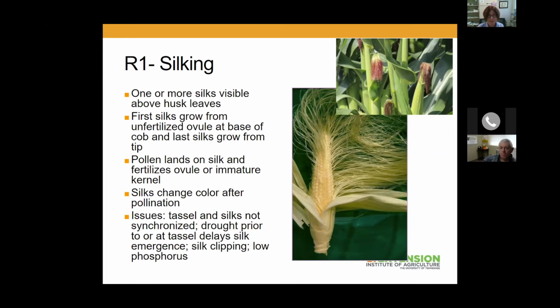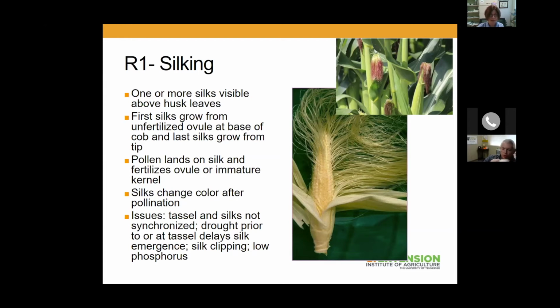So basically there's one silk attached to an unfertilized ovule on that ear. The silks generally start growing from the ovules at the base of that ear, and they pollinate first and then work their way up. So the last silks growing out of that ear are going to be from the tip. If we run out of water, usually we run out of water with those last silks. We start seeing blanks, for example, because these silks didn't have enough water. So silks are over 50% water.